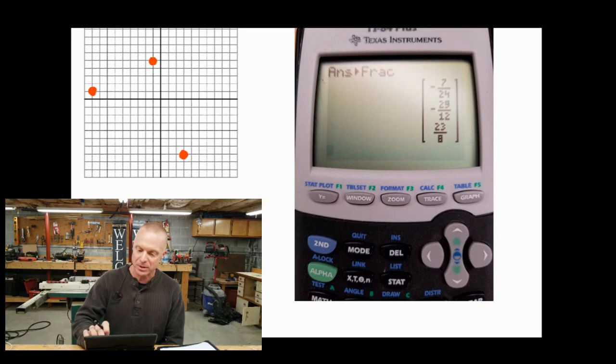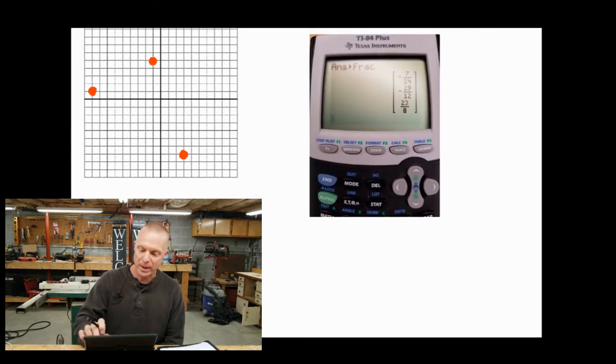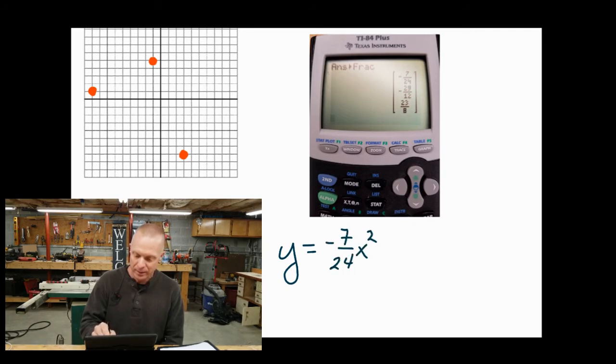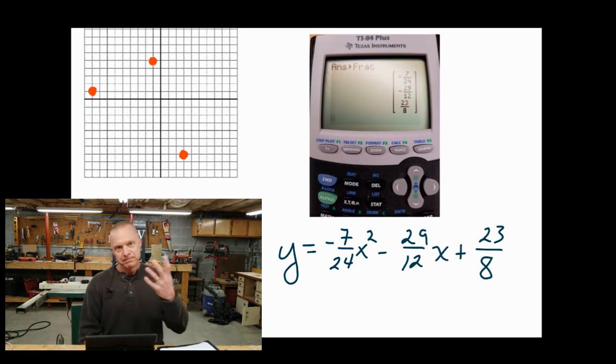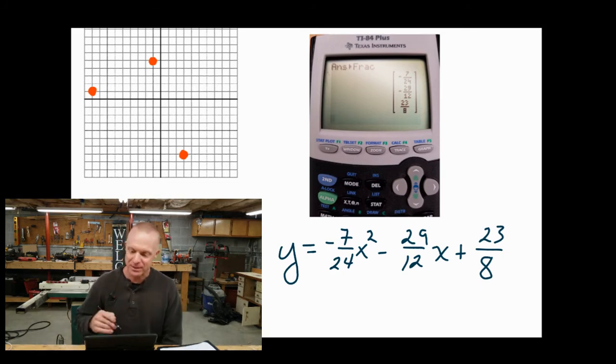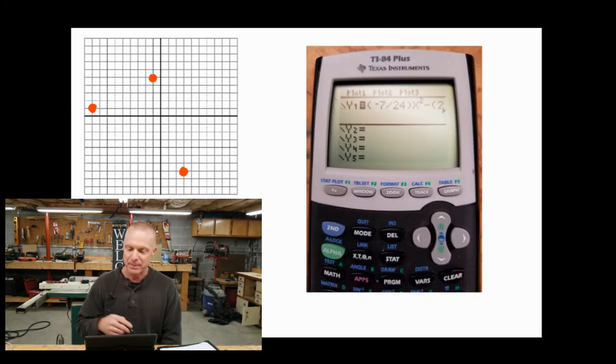So I want to take those values and write an equation in that form. So y equals negative 7/24 x squared minus 29/12 x, and then of course 23/8. It looks like an equation, kind of smells like an equation. Does it create a parabola that passes through those 3 points? Well, you can check it out. You can type that into your y equals screen carefully.